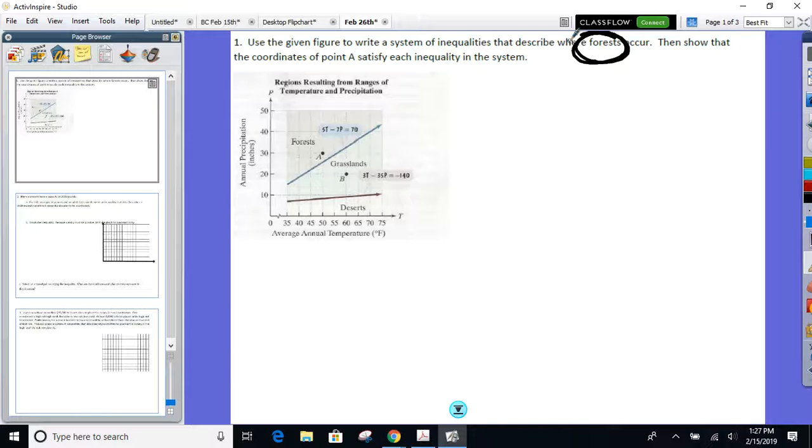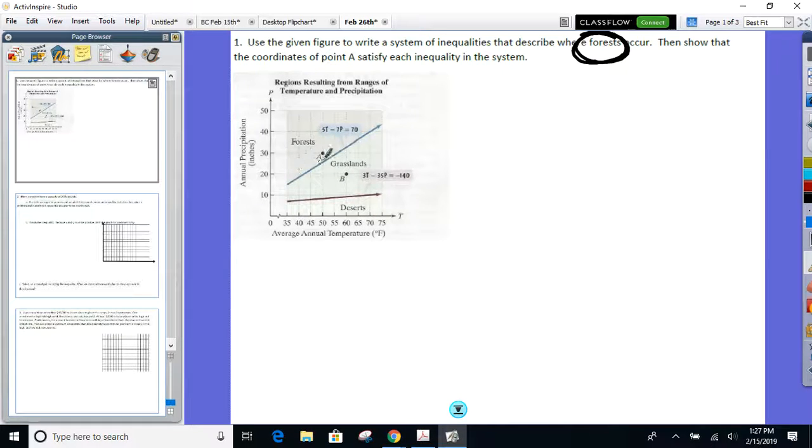So tell me this right now. Where are you going to have to shade both these lines if they're going to intersect at the forest? Above, below, one of each? What do you got for me? Both of these lines need to be shaded above. So I need an inequality that says you're going to shade above those lines, because that's the only place where they would intersect where the forest is.